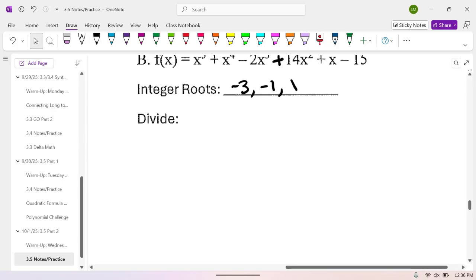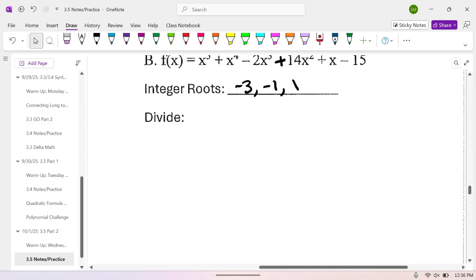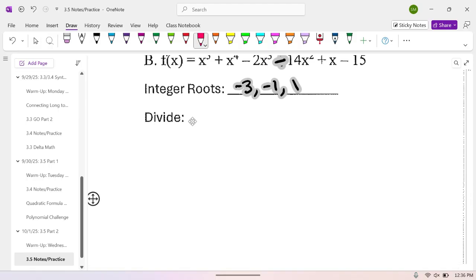So it doesn't matter which root we use first. We can do any order of those 3 roots. We just have to only use them once. Okay? So I'm going to just do the order that we have currently. So I'm going to start with -3 as my first root.